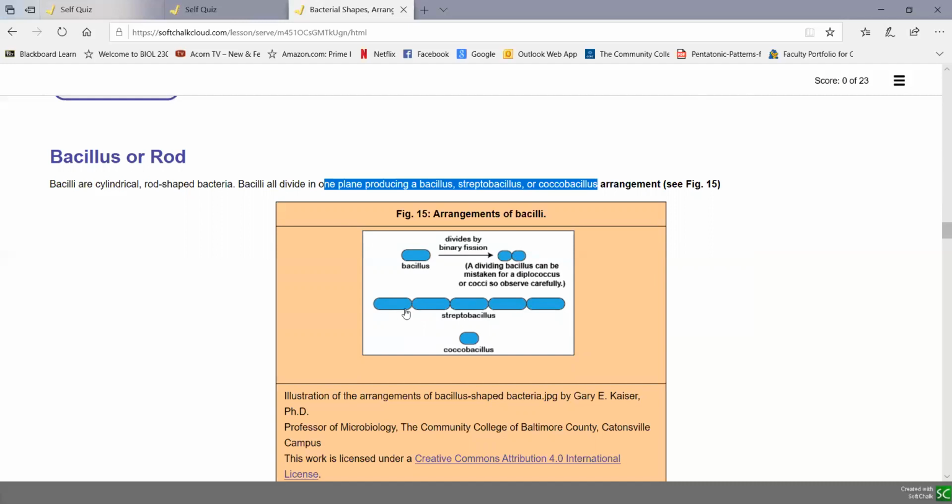Some bacilli are arranged in chains. Strepto means chains, so streptococcus up above would be cocci in chains. Streptobacillus would be bacilli in chains. And a coccobacillus is a very small bacillus that looks very similar to a coccus, but it does divide and lay down cell wall like a typical bacillus. You won't have to recognize any coccobacilli under the microscope, but you should know what a coccobacillus is, that it is a very small bacillus, similar in shape to a coccus.